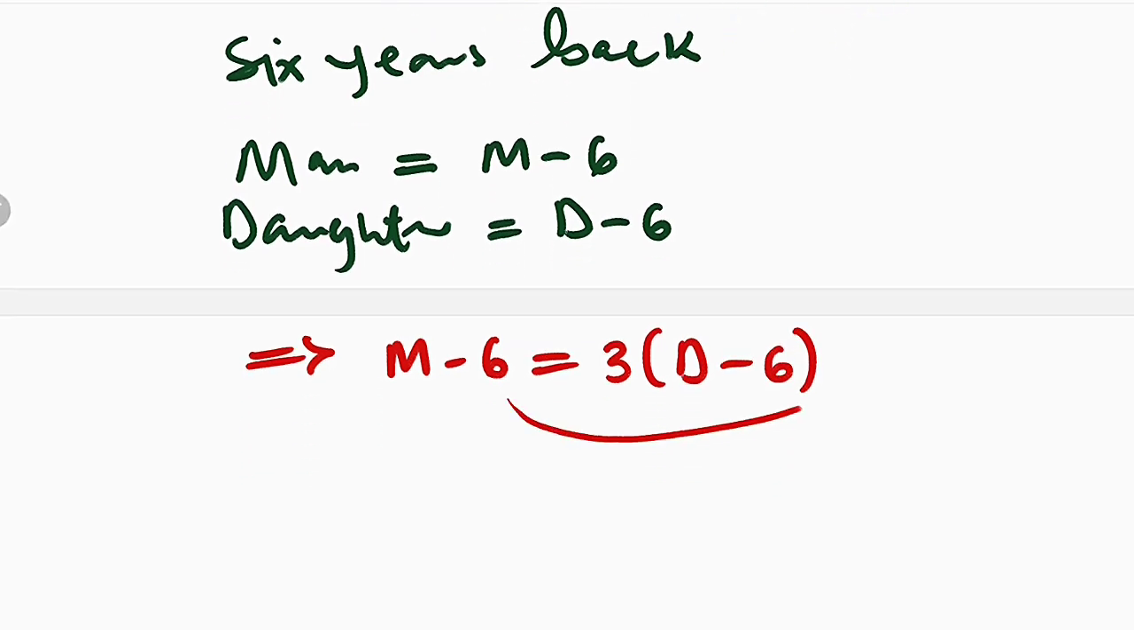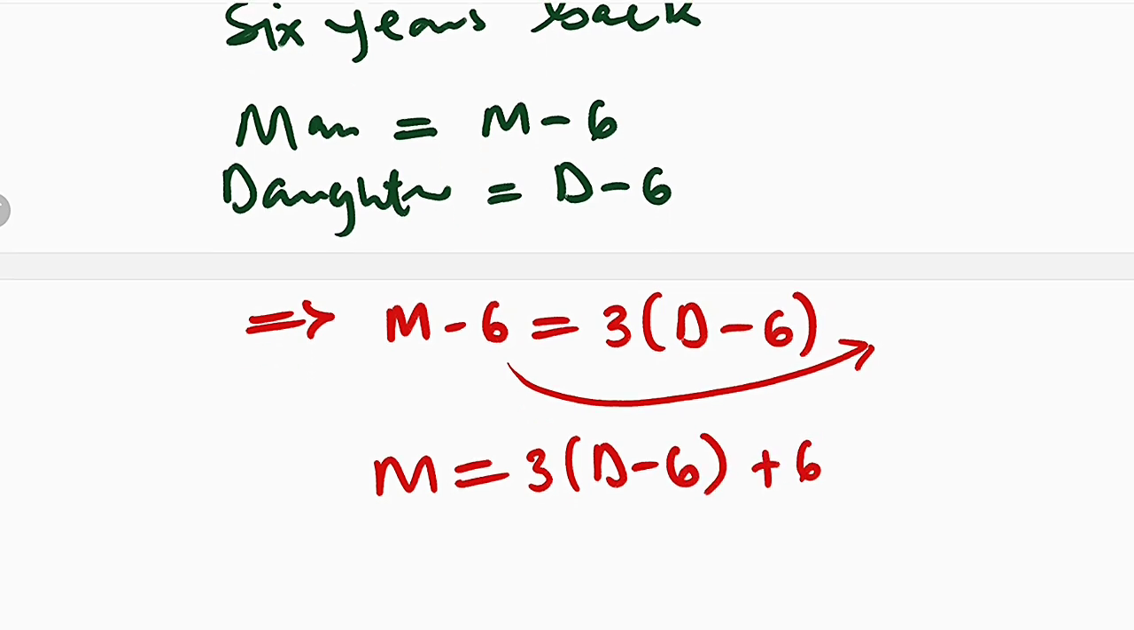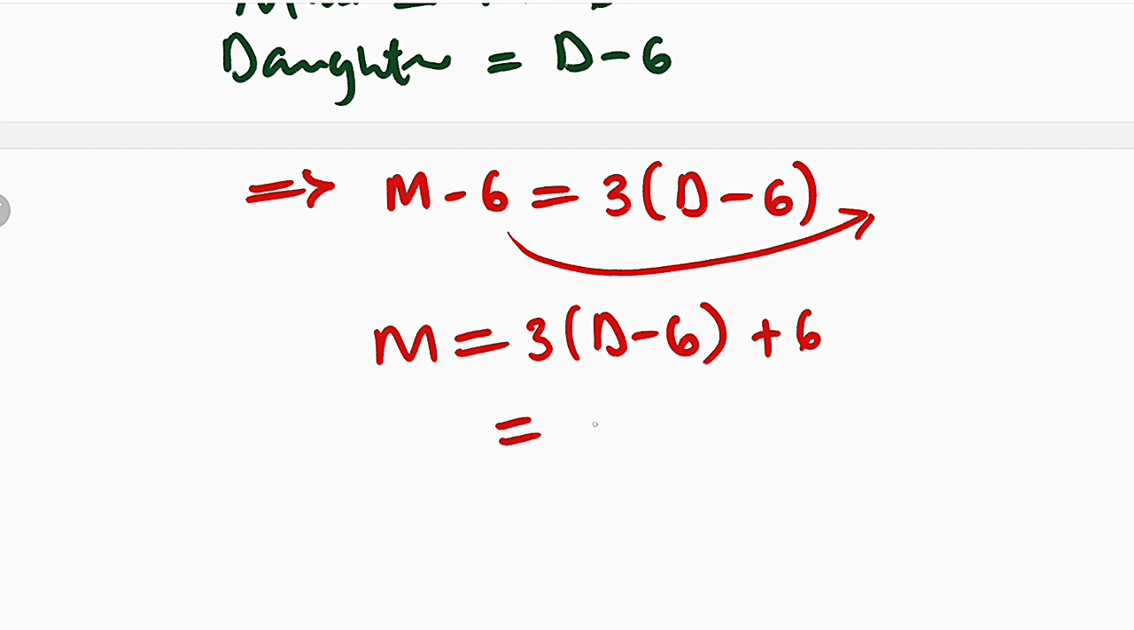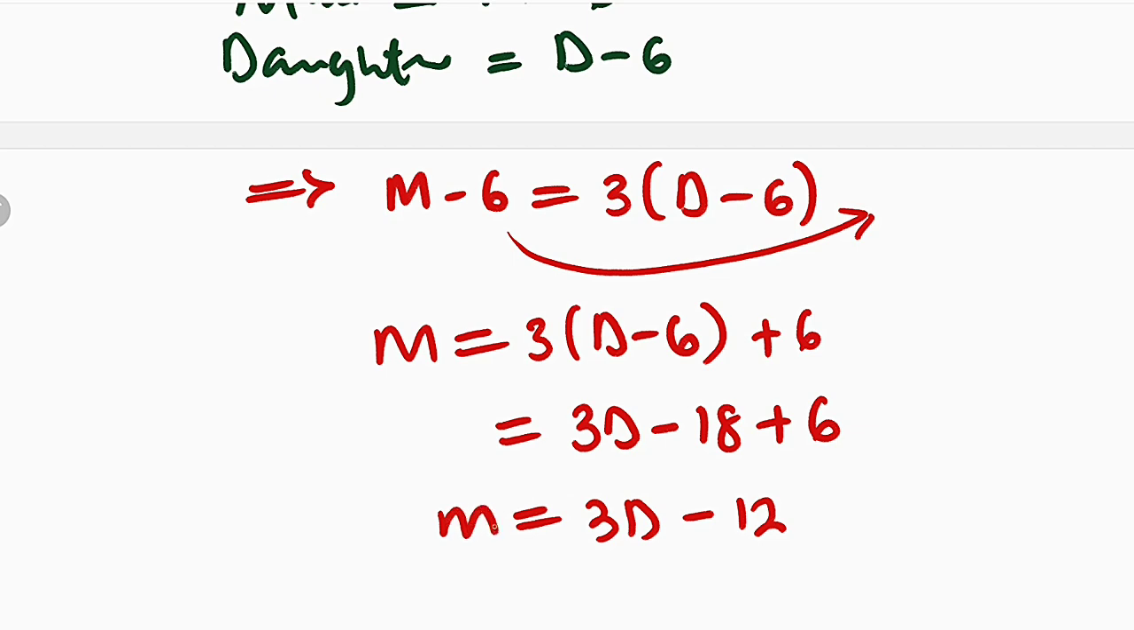Then we can simply take this -6 to the other side. We have M equal to 3, D minus 6, then plus 6, right? You expand, we have 3 times D is 3D, then minus 6 times 3 is 18, then plus 6. This is equal to 3D, -18 plus 6 will give us -12. So M is equal to 3D minus 12.